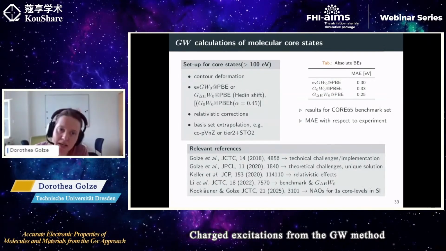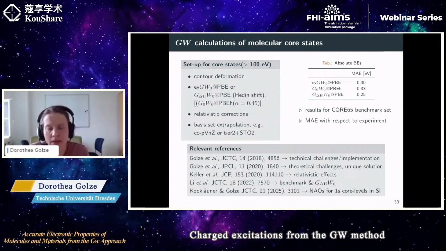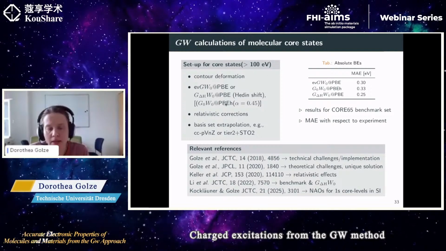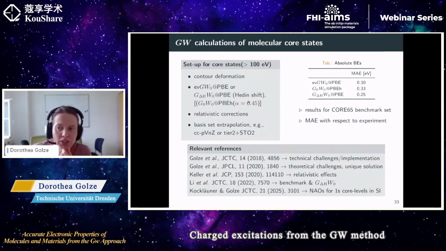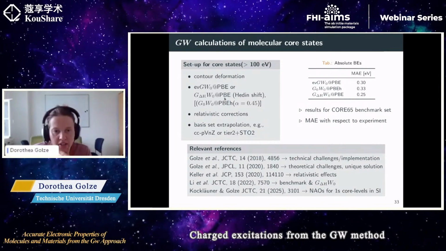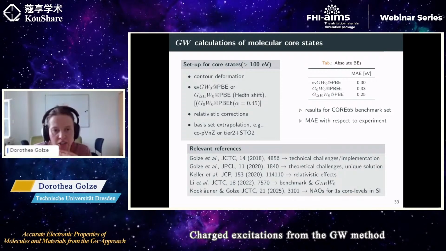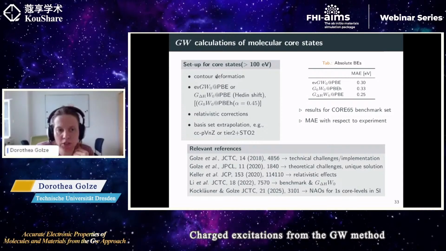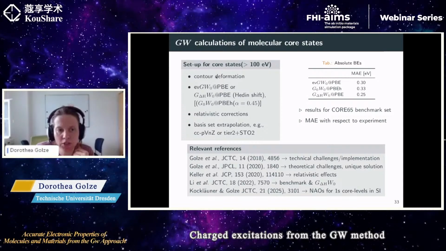For molecular core states, contour deformation should be used, as I said earlier. So deep core states here with binding energies larger than 100 eV. You should definitely use some self-consistency in G to get a unique solution. So that's actually very important. All the schemes listed here work well. So this, what I call Hedin shift, is an approximation to EV-GW0, basically stopping at the first iteration step of EV-GW0, if you want.